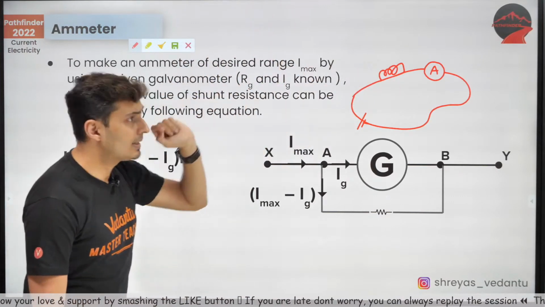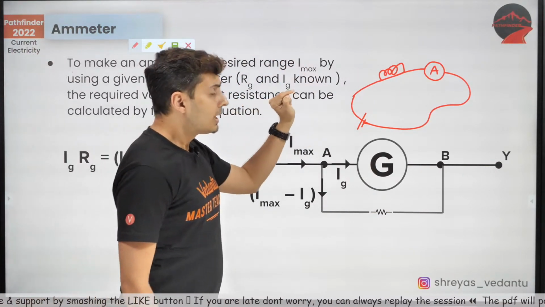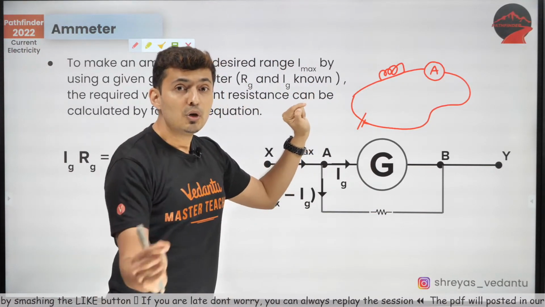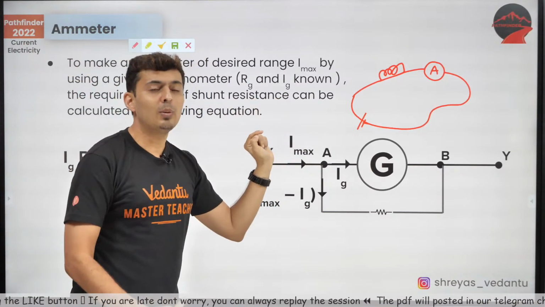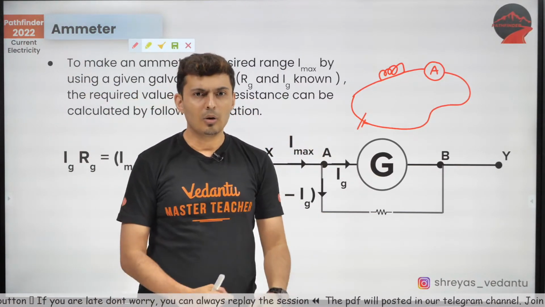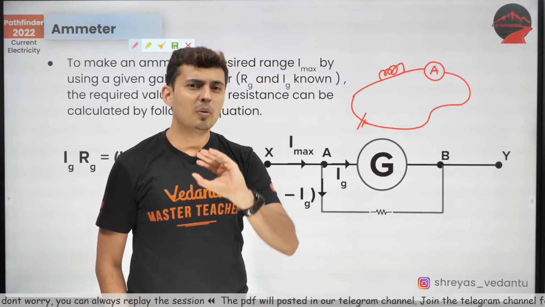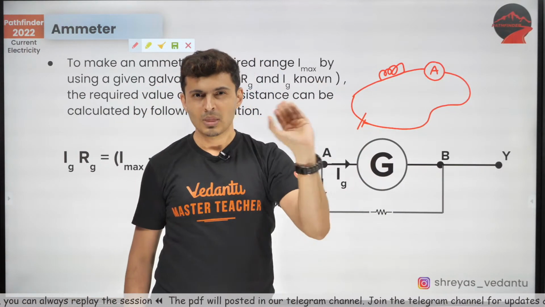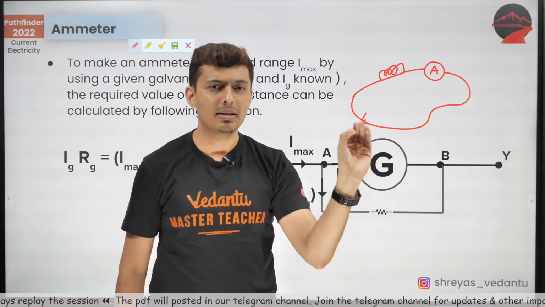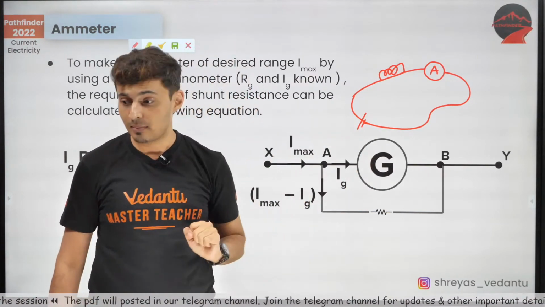All right. Now the next thing is, how do you make an ammeter? You make use of a galvanometer to make an ammeter. Now you'll be like, sir, what's a galvanometer? Galvanometer is also an ammeter, but of a very small range. It can measure currents only till a few microamperes or picoamperes.